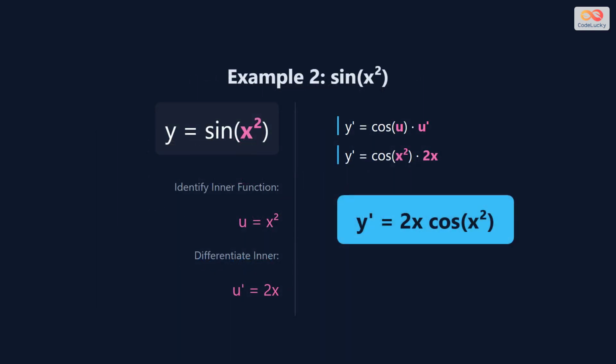Let's try a slightly harder one, sine of x squared. Our inner function u is x squared. The derivative of x squared is 2x. Applying our formula, we get cosine of x squared, multiplied by 2x. We can rewrite this as 2x cosine of x squared.